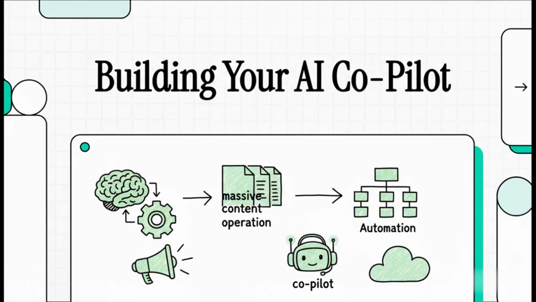Okay, so let's get right into it. A lot of people are using AI for, well, pretty simple stuff. But what if you could build a custom AI agent to run entire chunks of your business? No, we're not talking about those basic chatbots. We're talking about building a truly powerful copilot that can automate a massive content machine. And in this explainer, we're going to break down exactly how you can do it.